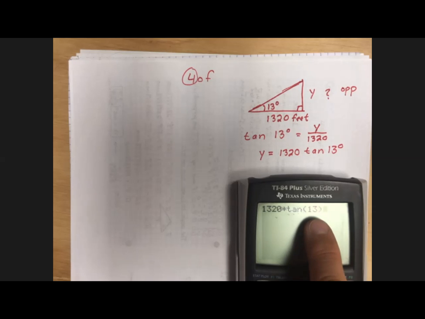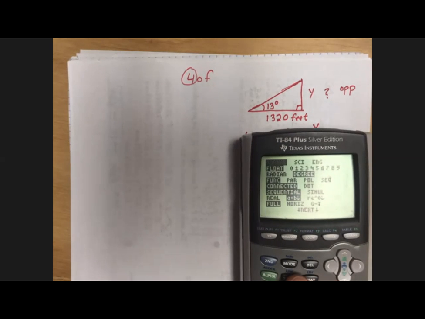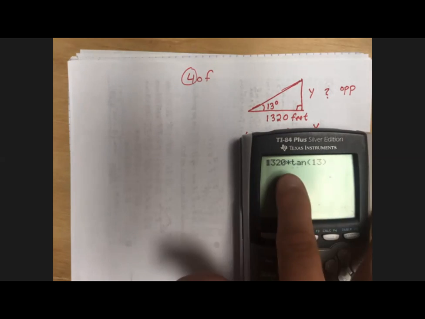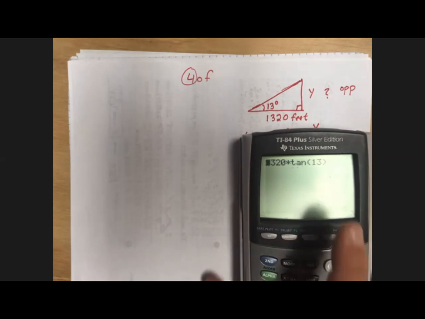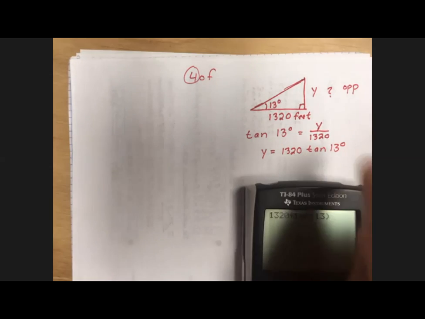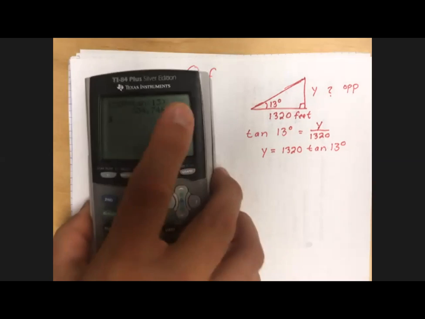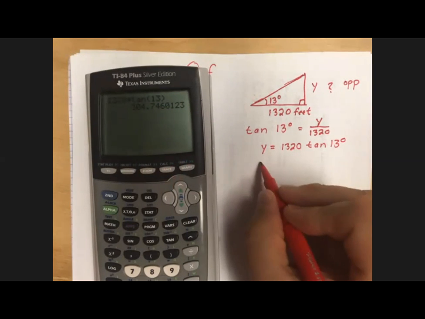Anyway, 13 degrees, I have no triangle memorized like that, but the calculator, and notice I'm in degree mode. I hit the mode button down here. Calculator says I'm in degree mode. I can ask the calculator for the tangent of 13 degrees and multiply it by 1320. The tangent of 13 degrees is some crazy number. I don't want to write it down. I just want to know what 1320 times tangent of 13 is. It's also a crazy number. 304.7460123. And so here I'm going to go with this.